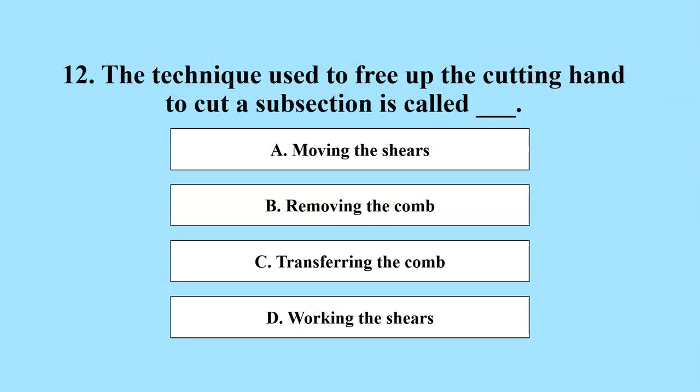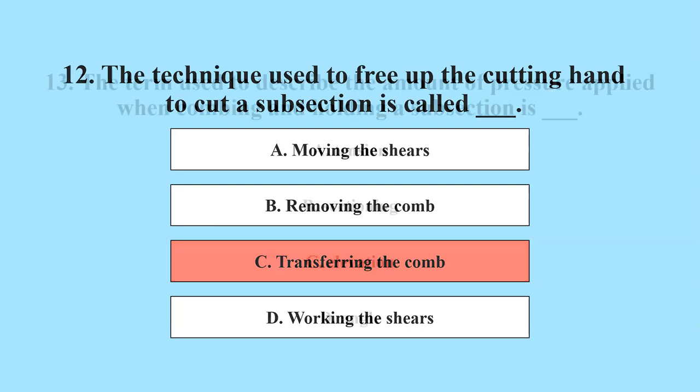The technique used to free up the cutting hand to cut a subsection is called moving the shears, removing the comb, transferring the comb, working the shears. If you chose C, transferring the comb, you are correct.